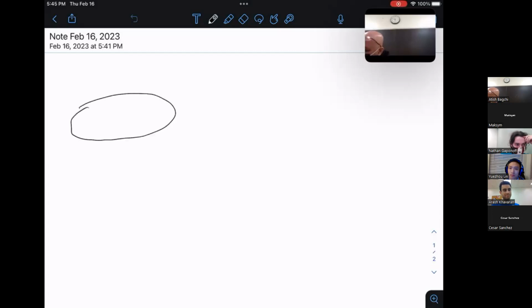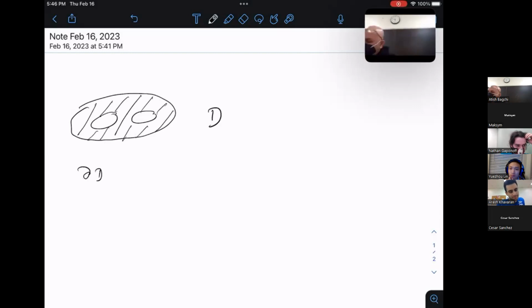we talked about an object that looked like this, right? So if I call the shaded part D, in that case, the boundary of D is represented in this manner. It is defined to be the boundary of D.